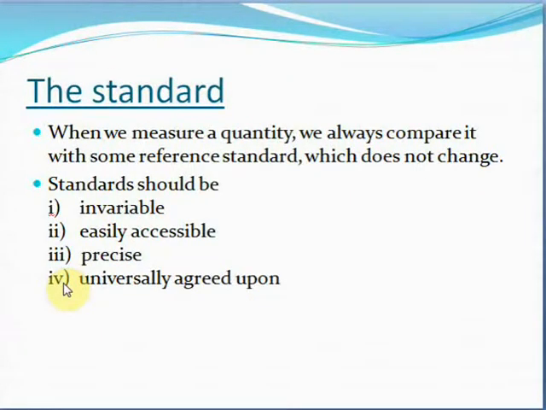Now let's talk about the standard which is used for measuring a physical quantity. When we measure a quantity, we always compare it with some reference standard which does not change. So a standard should be invariable, it should be easily accessible, it should be precise, and it should be universally agreed upon.